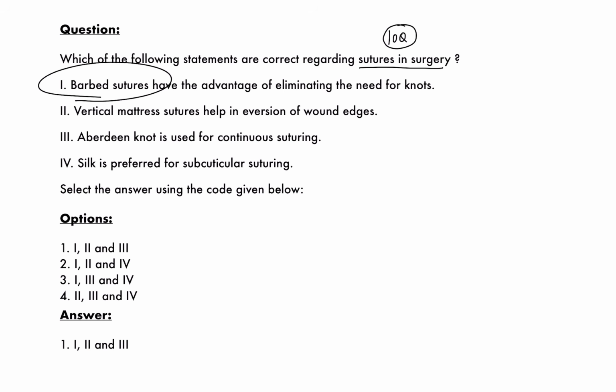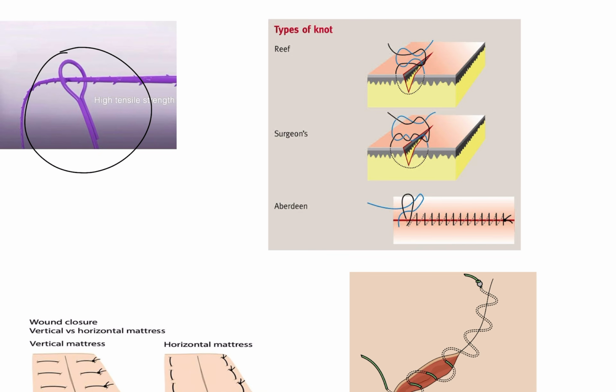What is a barbed suture? You know, a barbed suture has a loop. Nowadays we are doing laparoscopic surgery. During laparoscopic surgery, tying a knot in the suture manually is difficult. If you take a barbed suture, it ties automatically. That is the importance of a barbed suture. It is mainly used in laparoscopic surgeries.